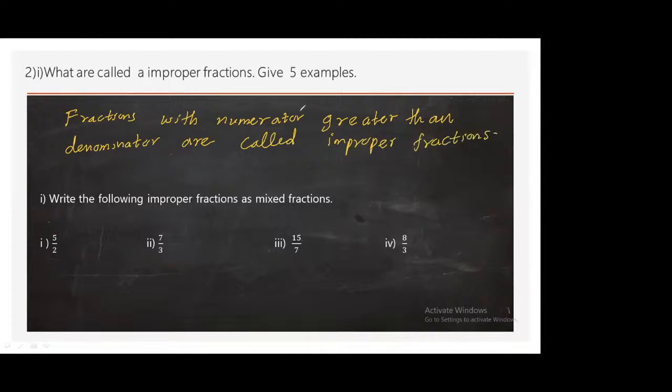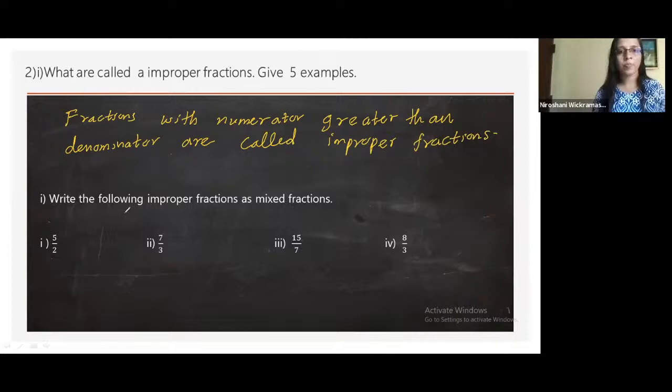These are called improper fractions. Write the following improper fractions as mixed fractions. So I know that you know how to write this as a mixed fraction, right? 5 divided by 2.